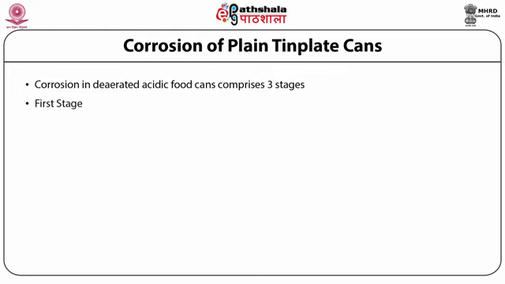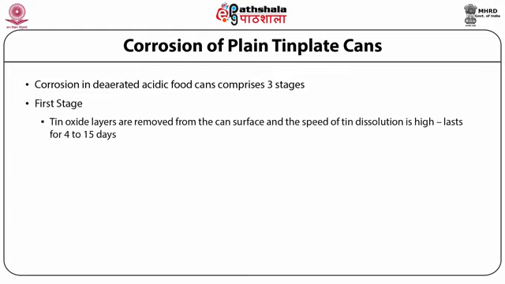During the first stage, oil and tin oxide layers are removed from the can surface and the speed of tin dissolution is high. This stage continues for 4 to 15 days depending on the nature of the food. The mirror surface of the tin coating should change to one in which the shape of the individual tin crystals may be seen with the naked eye.